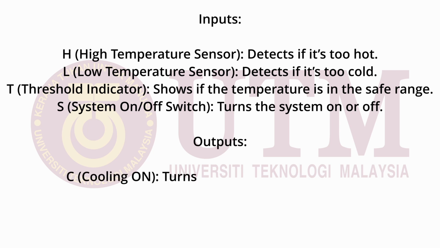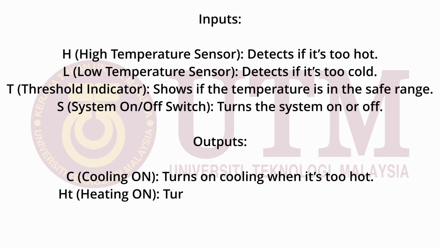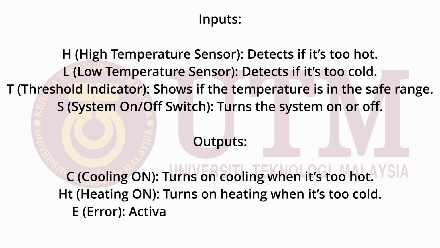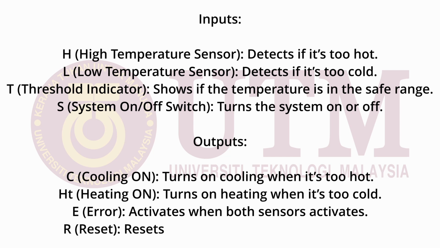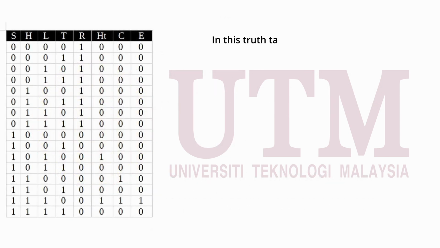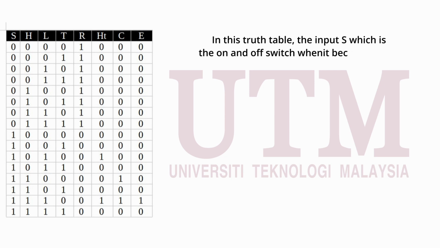Also, there are four outputs, which are C, that is cooling, which turns on cooling when it's too hot. HT, that is heating, which turns on heating when it's too cold. E, that is error, which activates when both sensors activate. R, that is reset, which resets the system after fixing any errors. Now we will start with the steps to know how to draw our circuit diagram in Quartus.